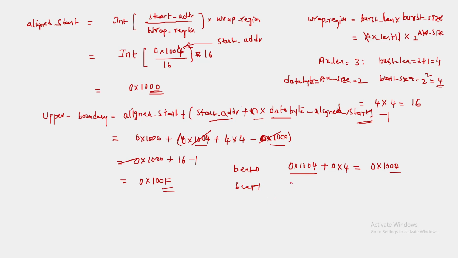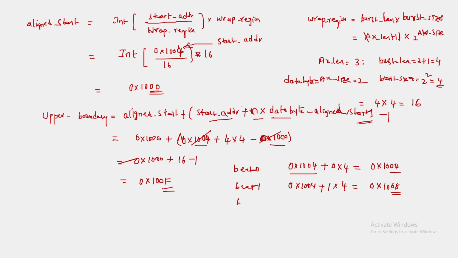Then again the start address is 0x1004 plus the first beat, so that means beat 1. In this beat 1 we need to calculate 1 into 4. Then we add this value, so 1004 plus 4, that means 1008. So this is the next address.